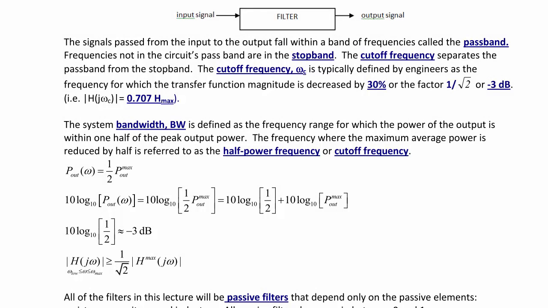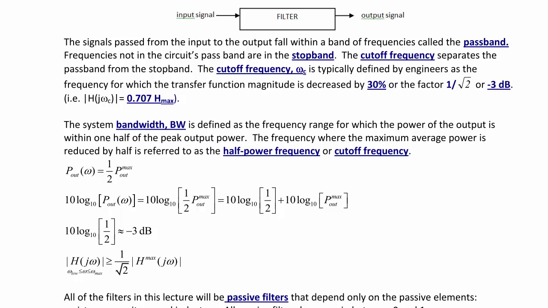The signals passed from the input to the output fall within a band of frequencies called the passband. Frequencies not in the circuit's passband are in the stop band. The cutoff frequency separates the passband from the stop band. The cutoff frequency omega c is typically defined by engineers as the frequency for which the transfer function magnitude is decreased by 30%, or the factor 1 over the square root of 2, or negative 3 decibels. Another way of describing this is that the magnitude of H of j omega c is equal to 0.707 times the maximum value of the amplitude plot.